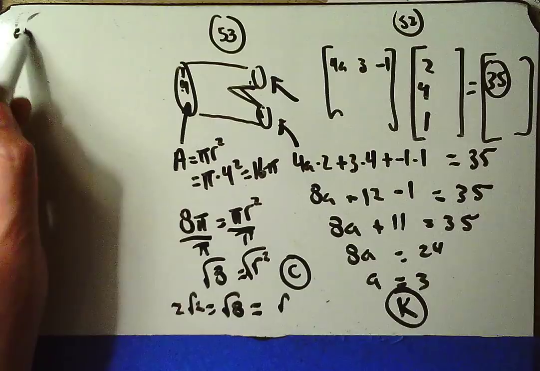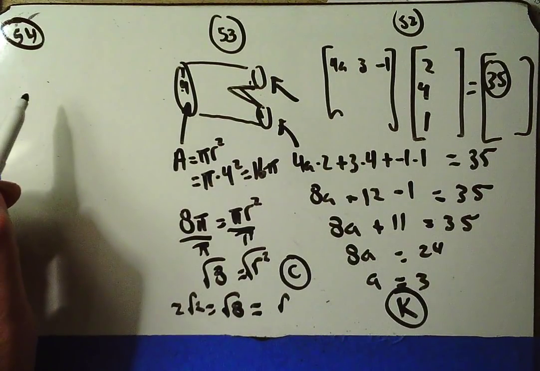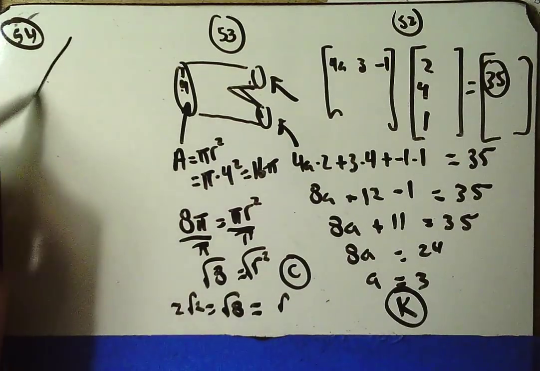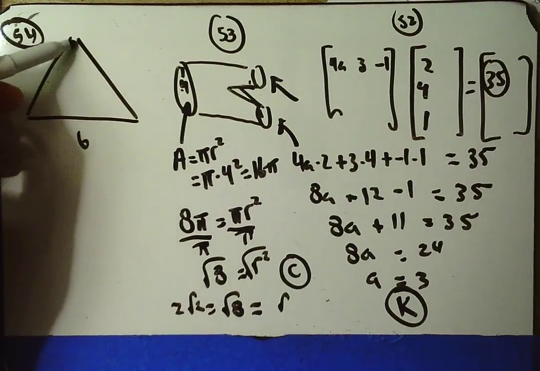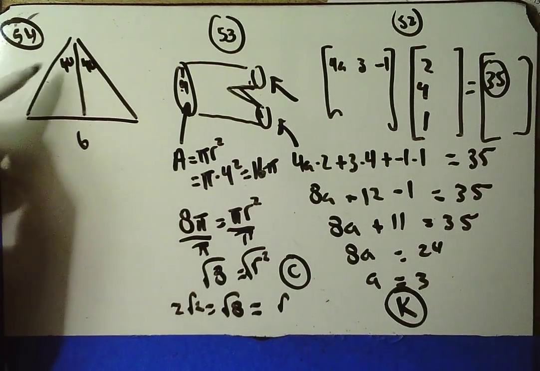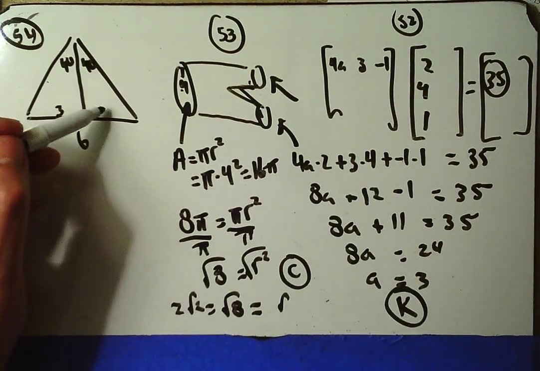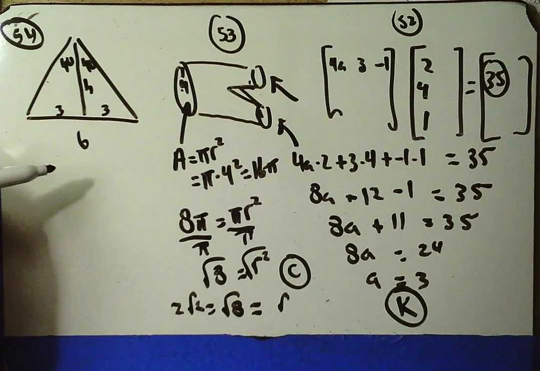Okay, let's take a look at 54. Cross-section view of a tent is shown. If the tent is 6 feet wide at the base, which of the following could be used to find the height? All right, well, let's see what we know. We know that this is 6. We know that these are both 40. And since these are equal, these side pieces must be equal. So this is 3, and this is 3. And here's the height of the tent.